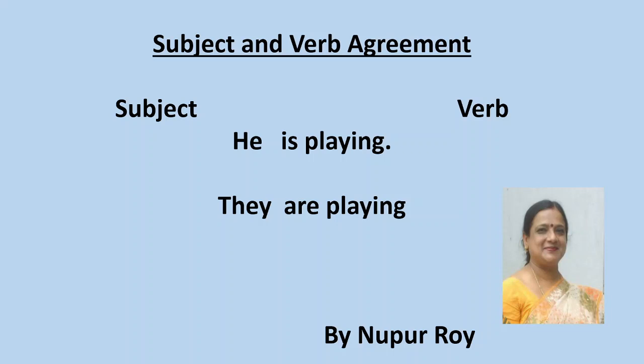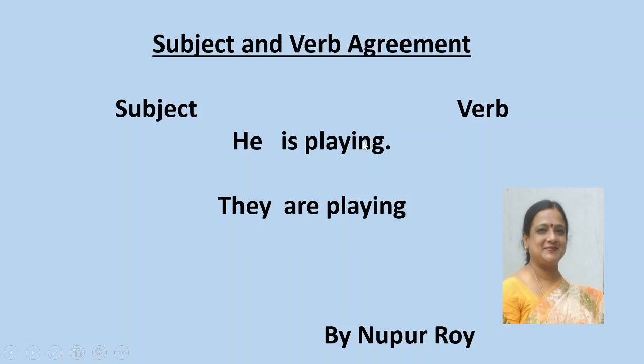Today I will take up the chapter Subject and Verb Agreement. Now, if you do not know the correct use of where to put which verb with a subject, you make mistakes. So to write correct English, you have to know the rules, that which verb should be used with which subject. So here you see, he is playing: the verb is "is" and "playing".